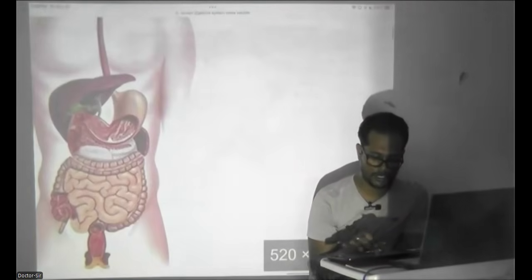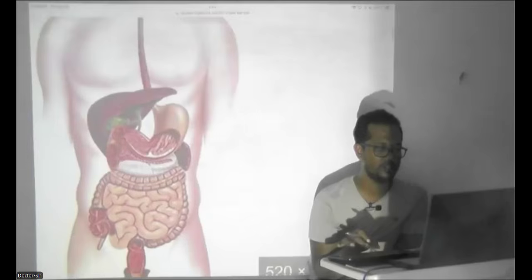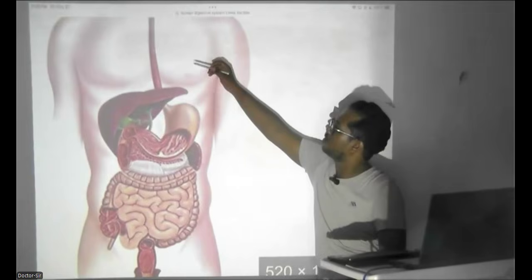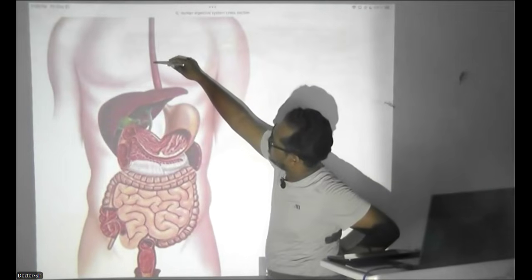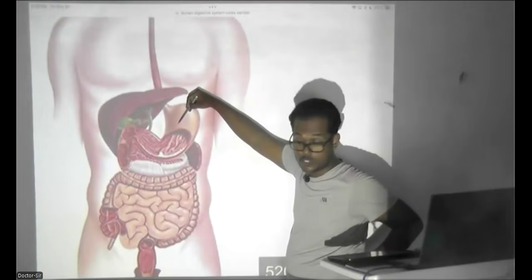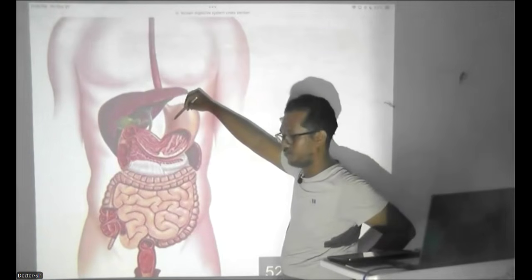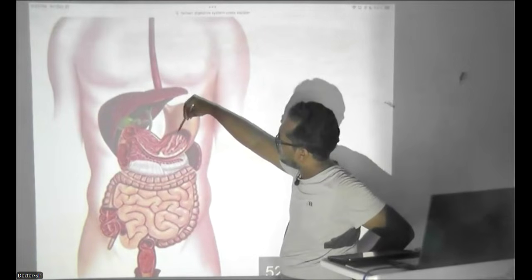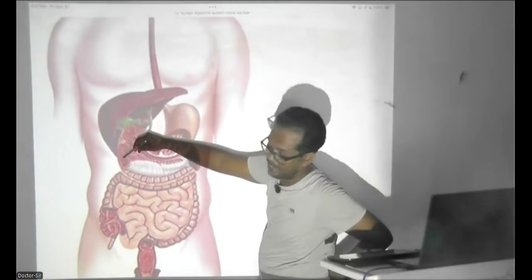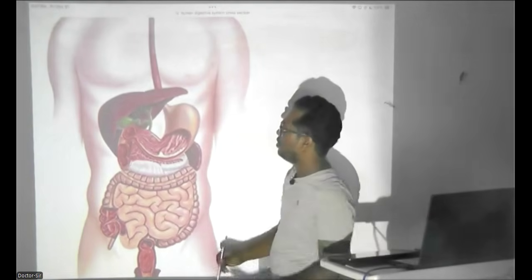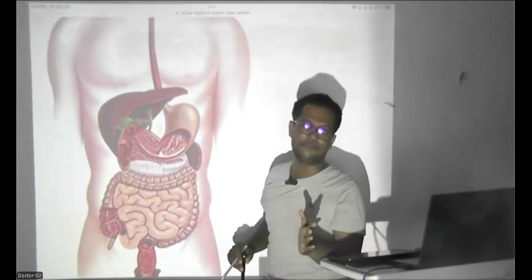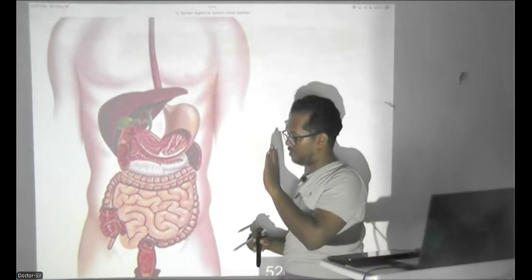Now we will look at this image. So this is the human digestive system. This is the esophagus. From the esophagus, the food particles will come here. It will be stored in the stomach for some time, 3 to 4 hours or 3 to 5 hours. Then it will go to the small intestine. Never ever will these foods go to the liver.